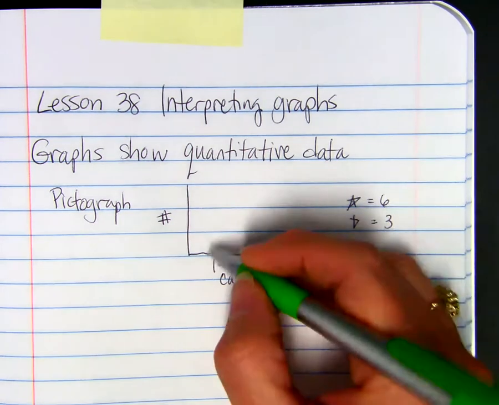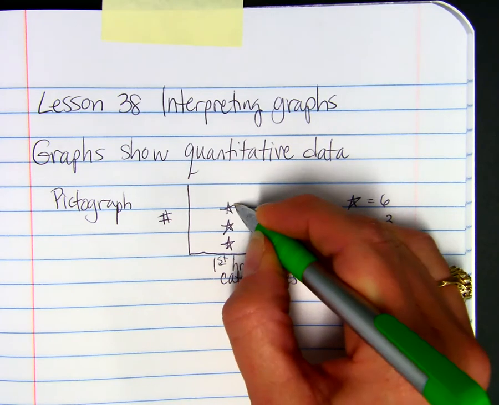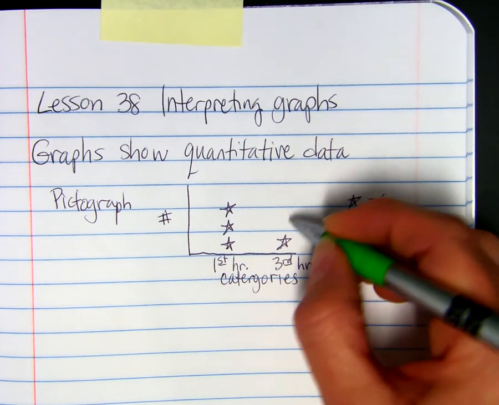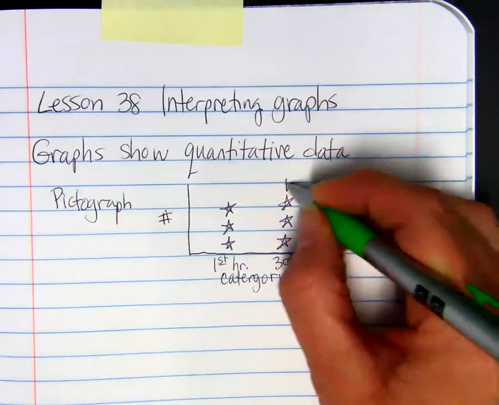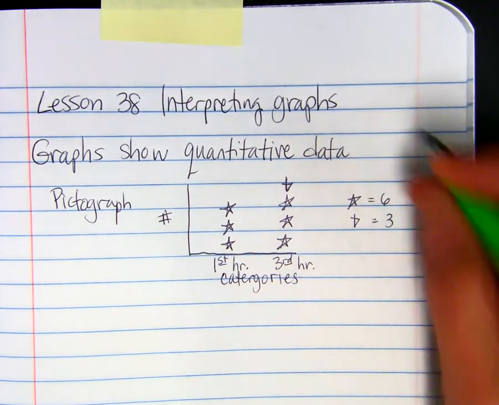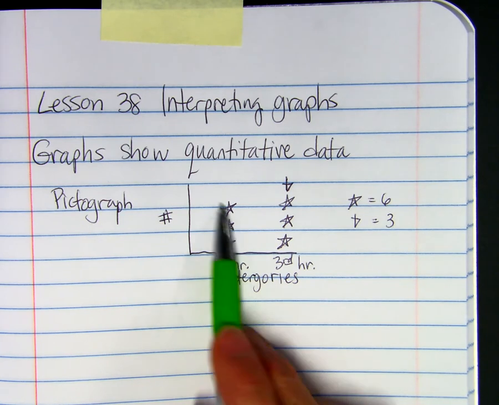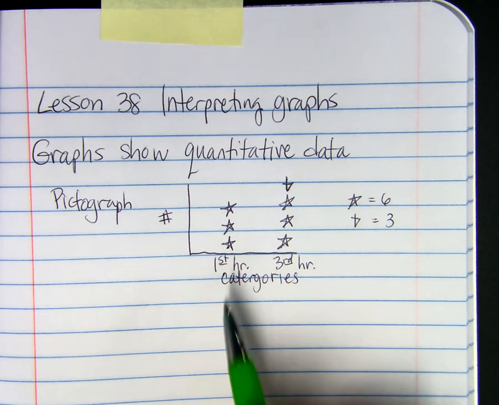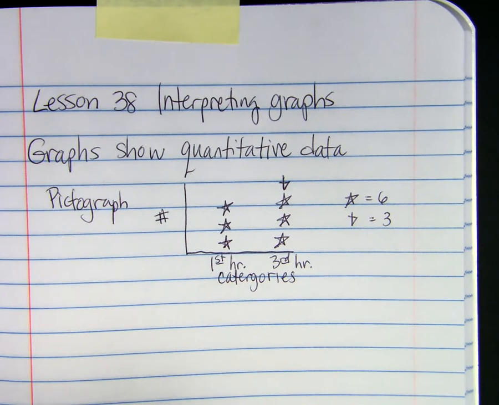So we're going to put 3 stars here, and then we're going to put 3 stars, and then that little symbol that goes like that. So you could tell right away that there's 18, whatever it is we're counting, 18 in first hour and 21 in third hour. So this is just a brief example.